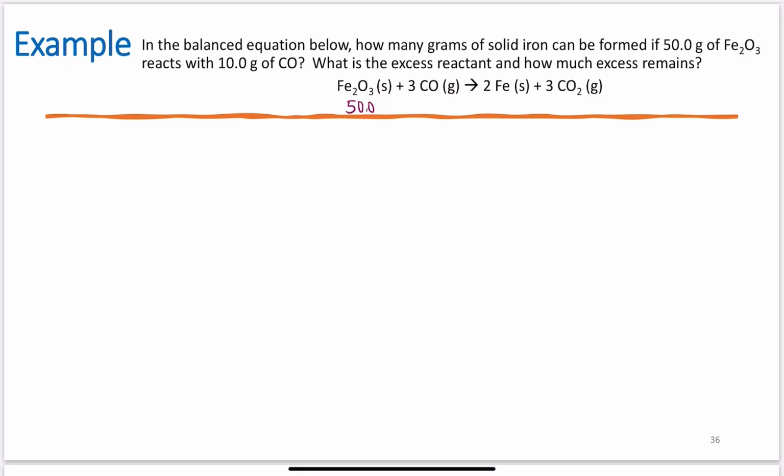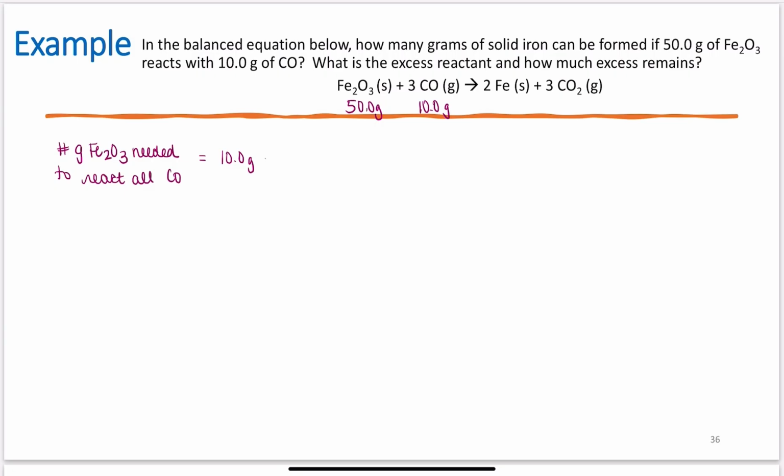I'm told I have 50 grams of iron 3 oxide and 10 grams of carbon monoxide. I don't know what my theoretical yield is. Sorry, my limiting reactant. I have no idea what my limiting reactant is, but in order to answer the question, I have to find that first. So I'm just going to pick one. I'm going to pick iron 3 oxide, and I'm going to say how many grams of Fe2O3 are required to react all of my carbon monoxide.